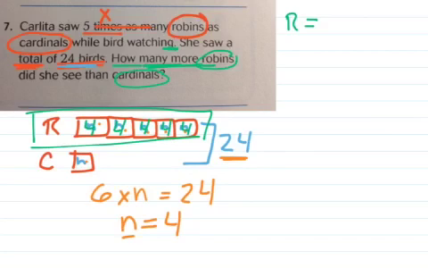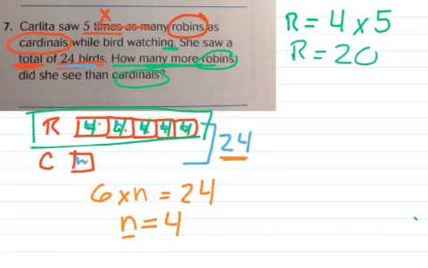Let's see how many of those 4's I have now. I have 1, 2, 3, 4, 5. So in order to figure out how many robins I have, I'm going to do 4 times 5. Okay? I know that 4 times 5 is equal to 20. So I have 20 robins. Now I need to figure out how many cardinals I have. All I have is one n for cardinals, which means I have 4 cardinals. So my cardinals are going to be equal to 4.